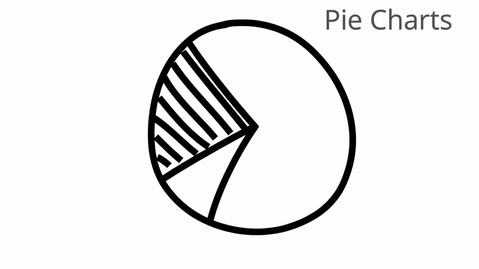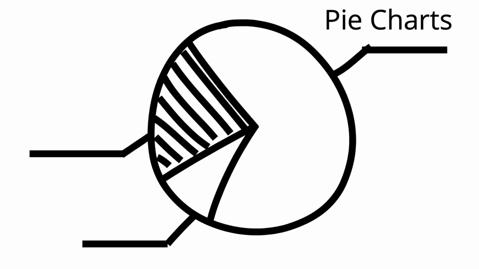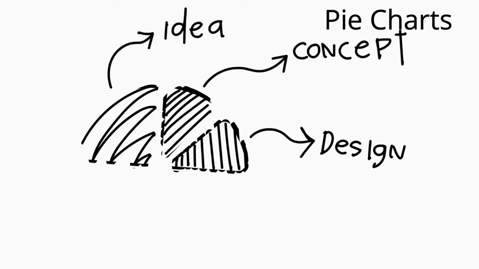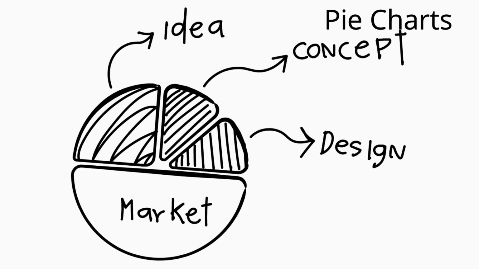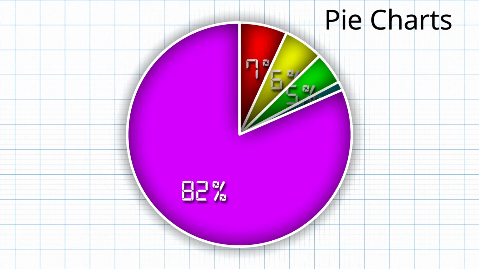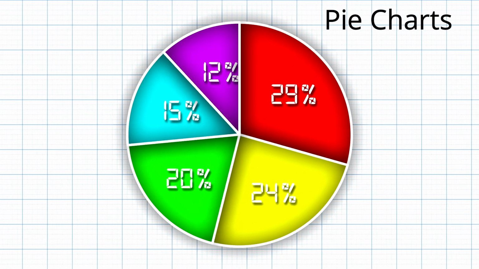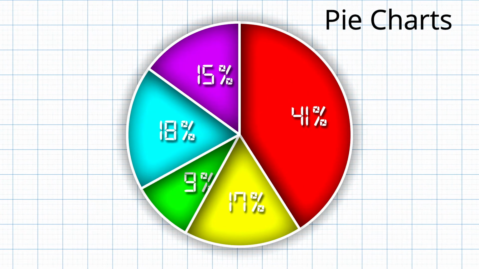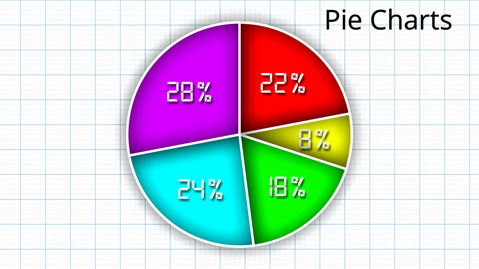The next histogram is a pie chart. A pie chart is relatively used to do comparisons. You could do ideas, concepts, design, how long it takes to create a project. You also could do comparisons based on percentages, numbers, whole numbers, decimal places.